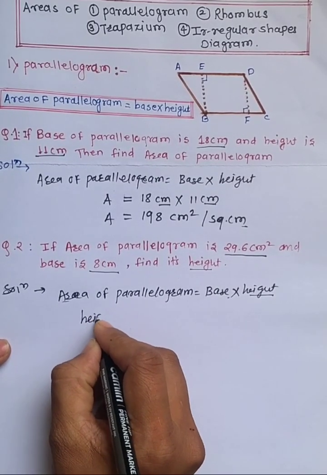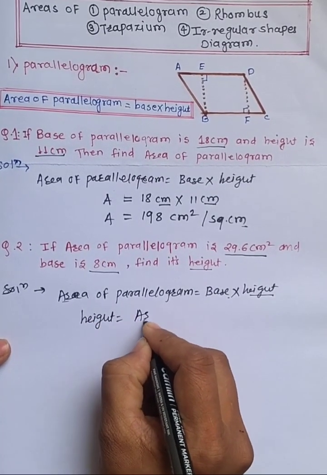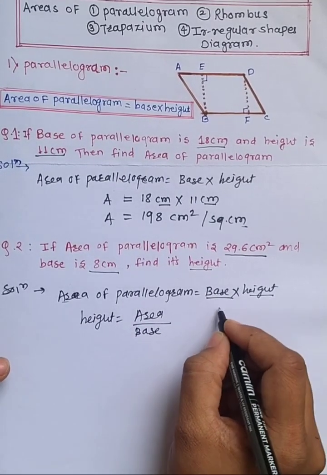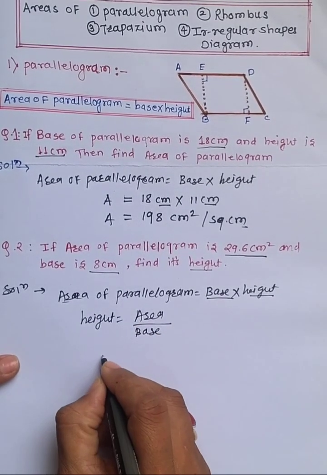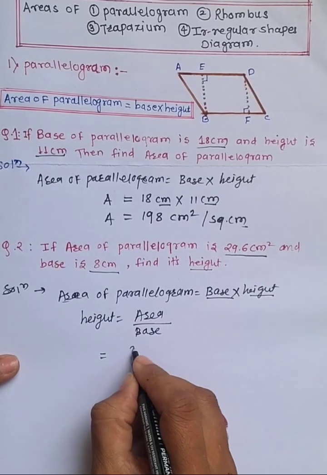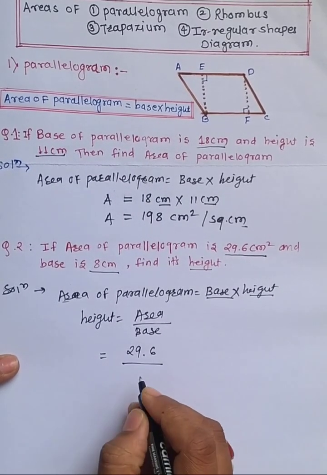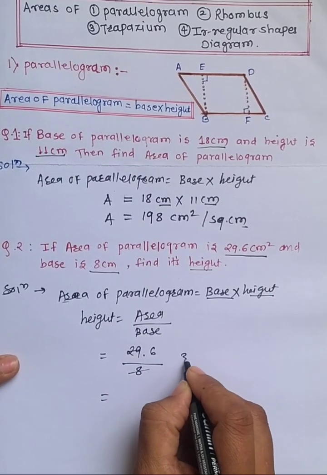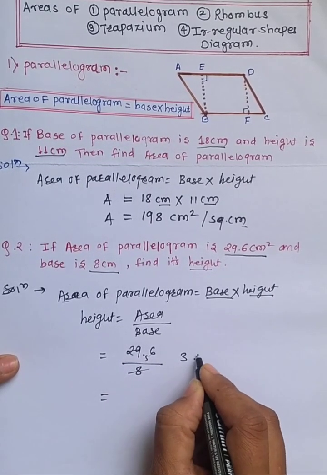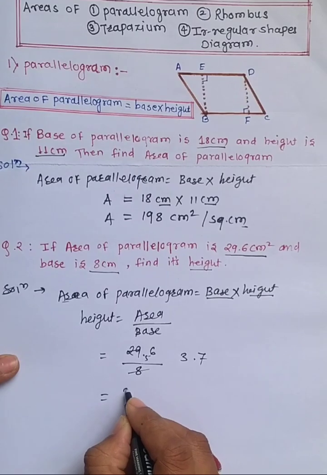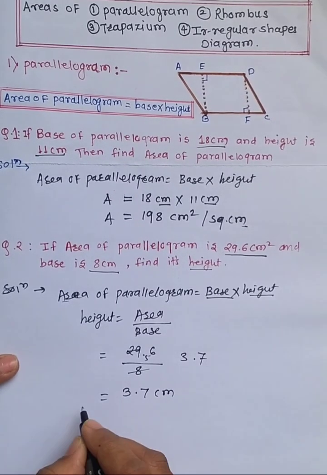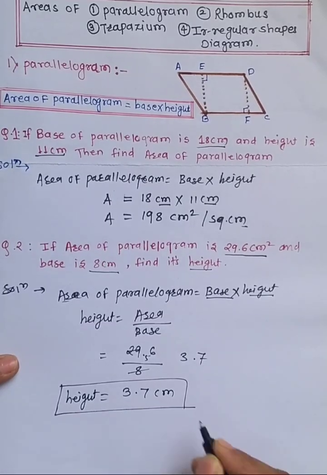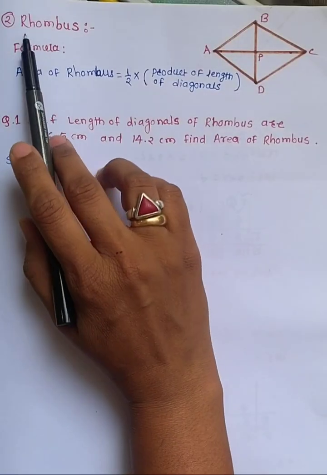That's why height is equal to area divided by base, because that is in multiplication form. After shifting it will become base division. Area is 29.6 divided by, what is the base, 8. Divided, 8 3s are 24, remainder is 5 and 8 7s are 57. Okay, what is the height? 3.7 centimeter. That is the height.